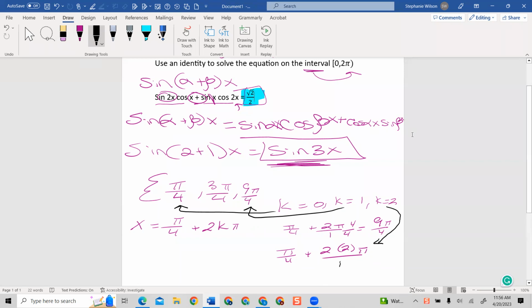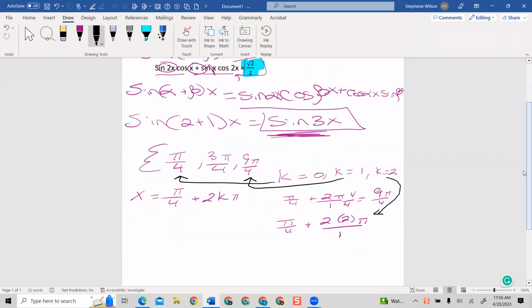So let me scroll down just a little bit, give myself some room. So now I have pi fourths plus 4 pi over 1, and I'm going to multiply top and bottom by 4 because I want a common denominator. So that gives me what, 17 pi fourths? Correct? So now I have this other value here, 17 pi fourths.